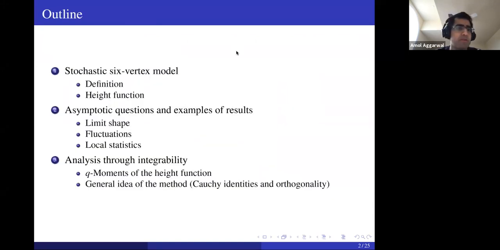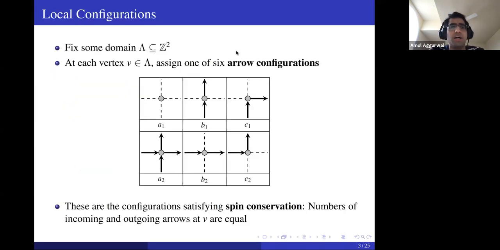So, okay, without further ado, let me start by defining the 6 vertex model. So how this works is that we'll fix some domain lambda in Z2. And at each vertex V in lambda, we'll assign one of 6 possible arrow configurations. And the rule that we impose in these arrow configurations is that some number of arrows enter any vertex and some number of arrows exit a vertex. And the rule is that the same number of arrows enter as exit.